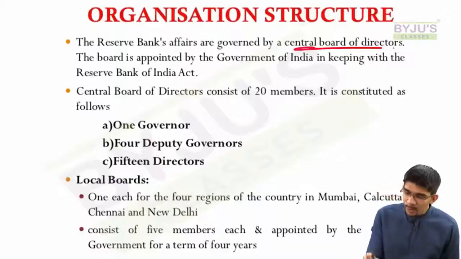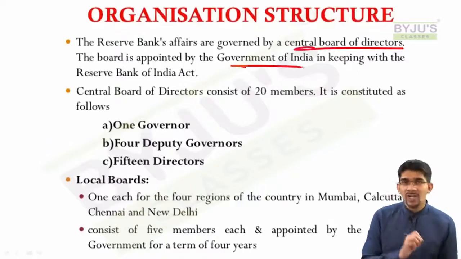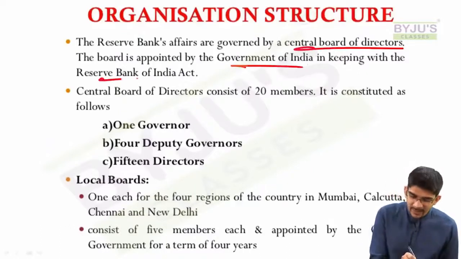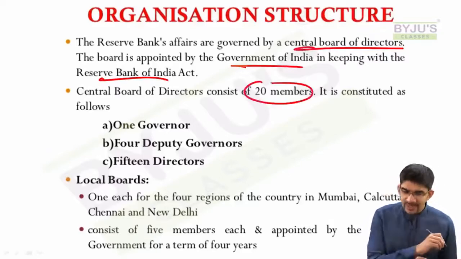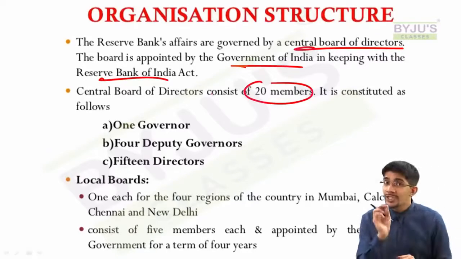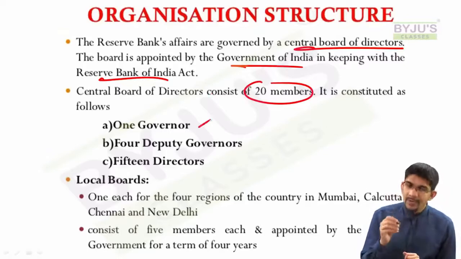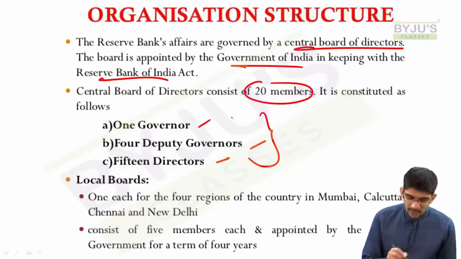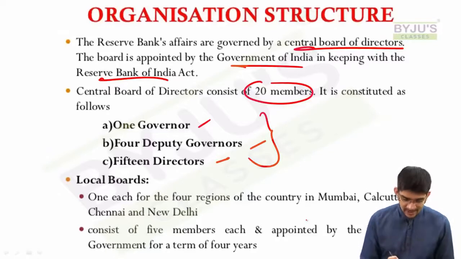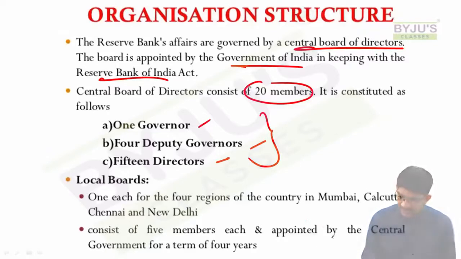So the central board of directors is appointed by the government of India, and it is in keeping with the Reserve Bank of India Act. It will consist of 20 members, and the most important constituents of the board are one governor, four deputy governors, and 15 directors. And all of them are appointed by the government of India. In addition to this, as we discussed, there are local boards for each of the four regions in the country, and they are also appointed by the central government.